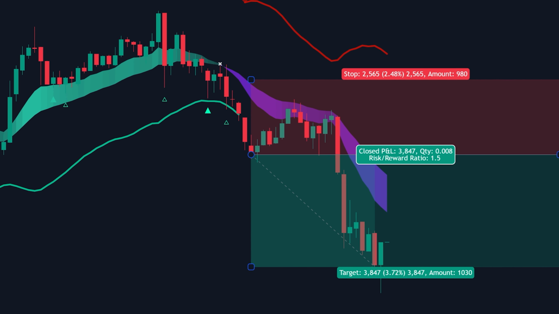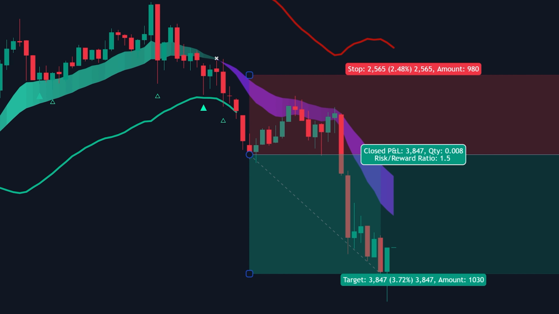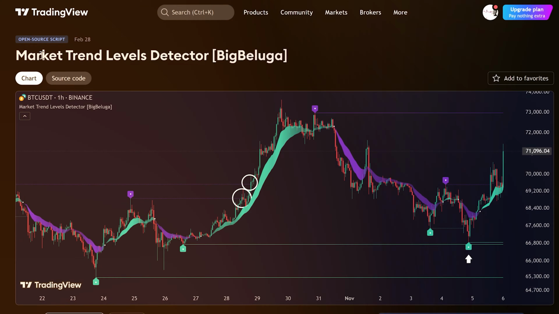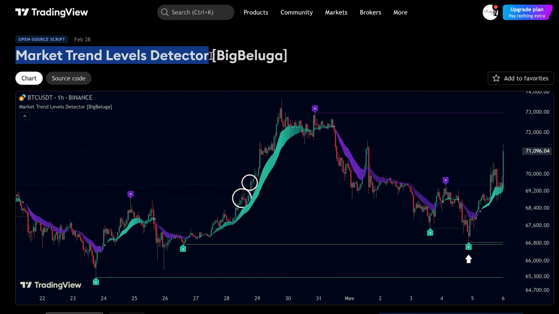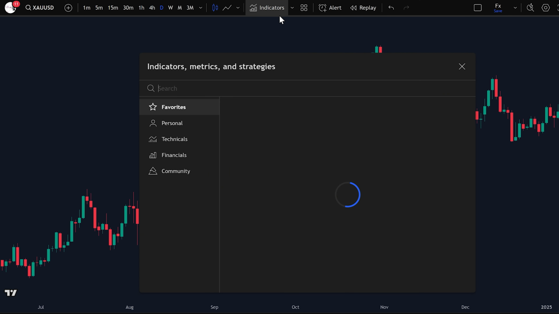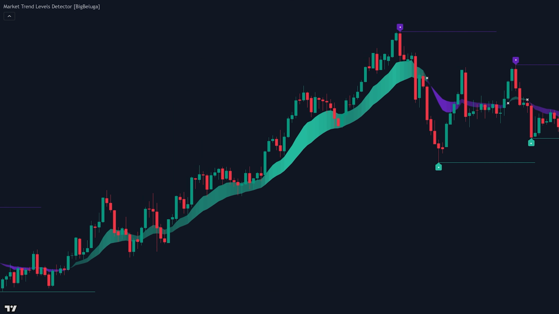As mentioned earlier, we'll be using two indicators for this strategy. Let's go ahead and add them to the chart. First, we need to add the market trend levels detector indicator. To do this, go to the Indicators tab and search for Market Trend Levels Detector. Select this version by Big Beluga. Then, close the search box.